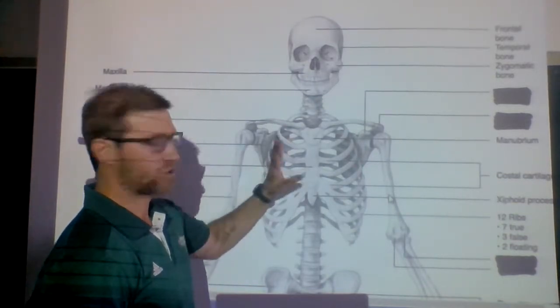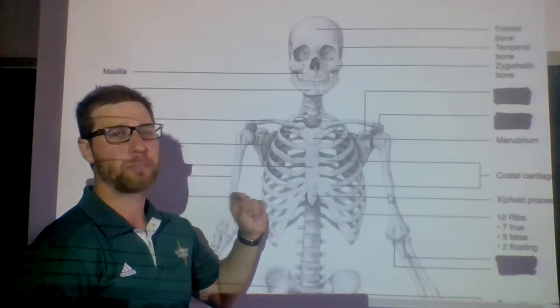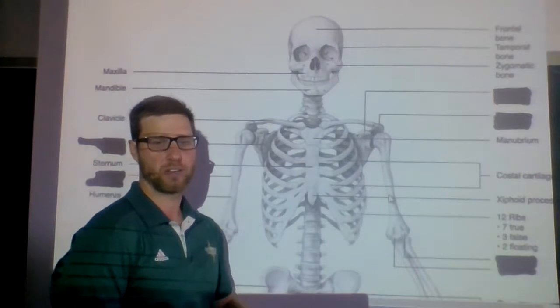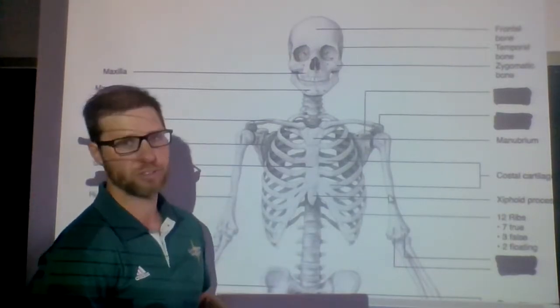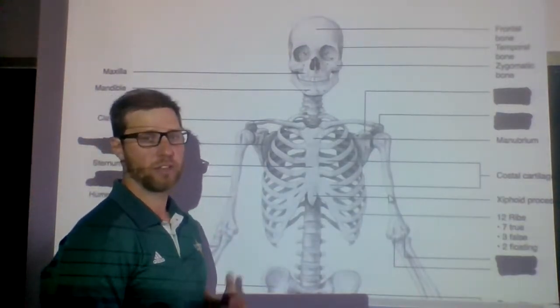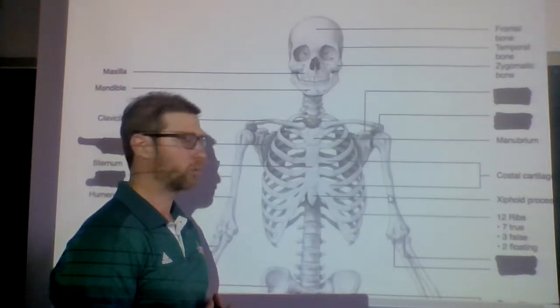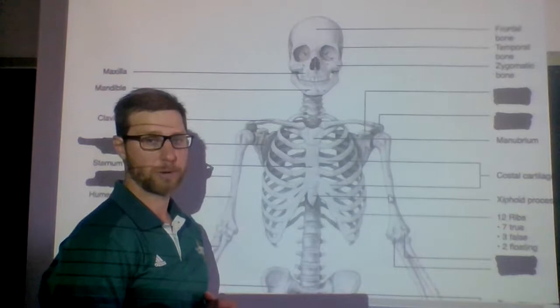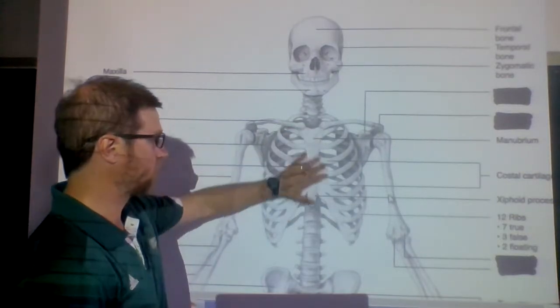But make sure you know the ribs are numbered 1 to 12, okay, not 1 to 7 true rib, not 1 to 3 false. It's 1 to 12, and we just know the first 7 are true, the next 3 are false, and the next 2 are floating. Okay, so that is your rib cage.